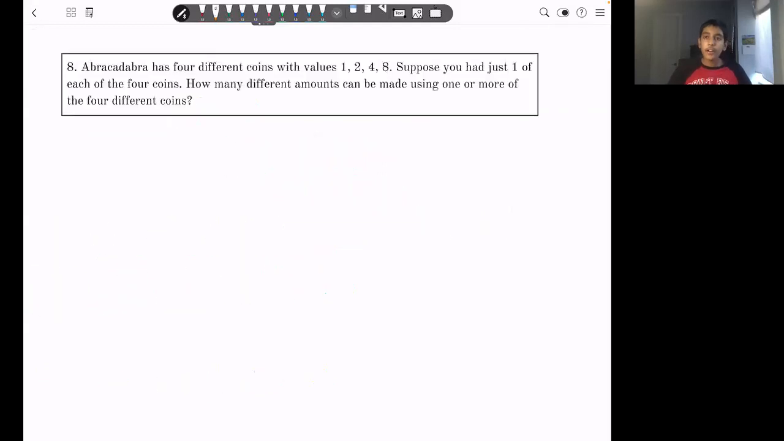So this is another kind of clever problem. So I'll explain it in more detail. Abracadabra has 4 different coins with values of 1, 2, 4, or 8. Suppose you had just one of each of the 4 coins. So you only had one. So you had 1, 1, 1, 2, 1, 4, and 1, 8.